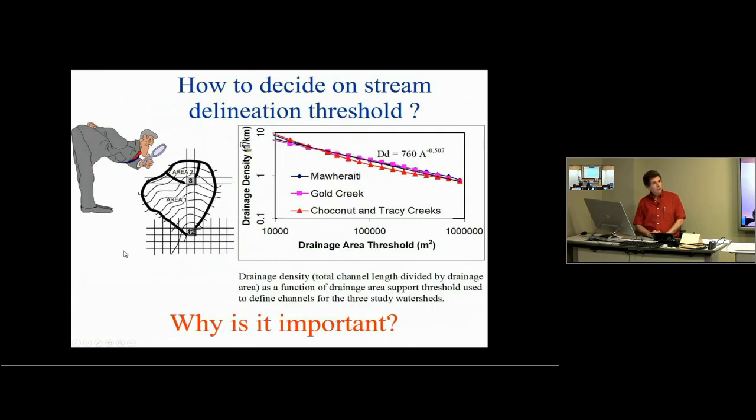So now there's a question I introduced earlier: what's the threshold we should use to delineate streams? And that actually matters, because depending on what threshold you pick, you get a different drainage density. You map different areas as being streams versus hillside. The drainage density is the length of channel divided by area.